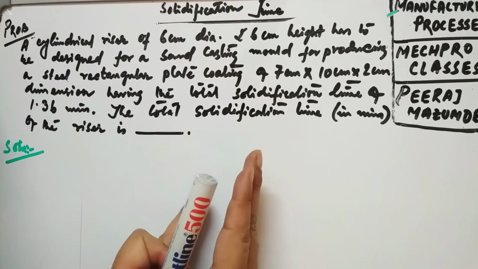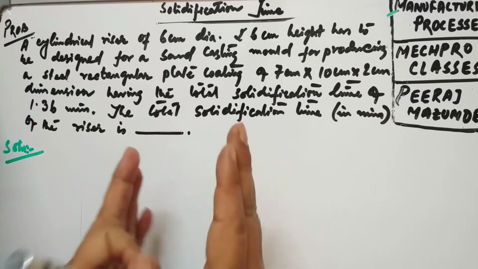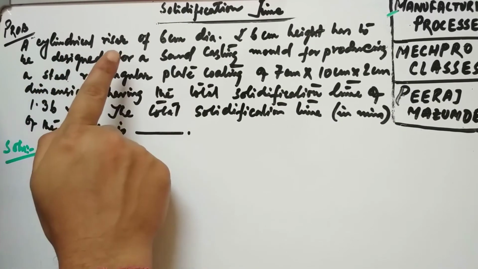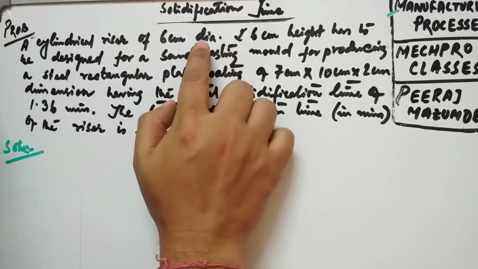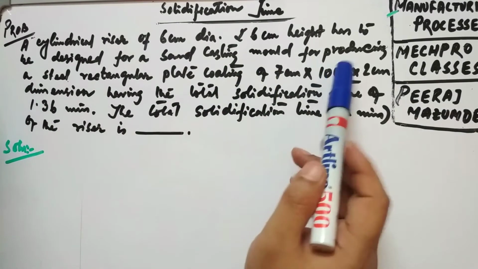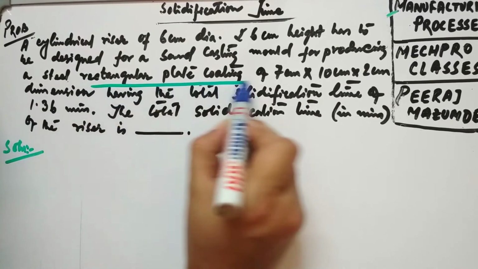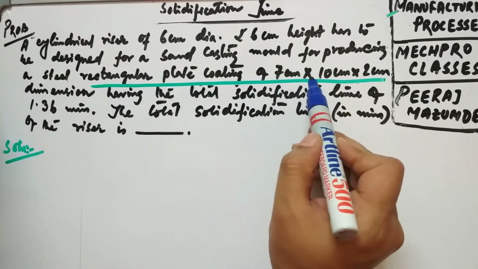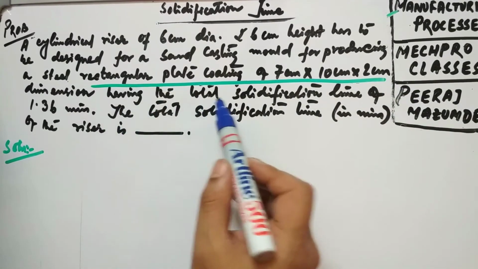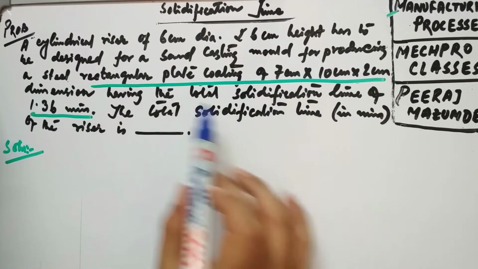Now this will be the last problem I will be discussing with you under this heading, solidification time. So this is also a very good problem, and this problem says a cylindrical riser of 6 cm diameter and 6 cm height has to be designed for a sand casting mold for producing a steel rectangular plate casting, and the dimension is given over here as 7 cm into 10 cm into 2 cm. Okay, having the total solidification time of 1.36 minute. Okay, and the solidification time is also given for this rectangular plate.